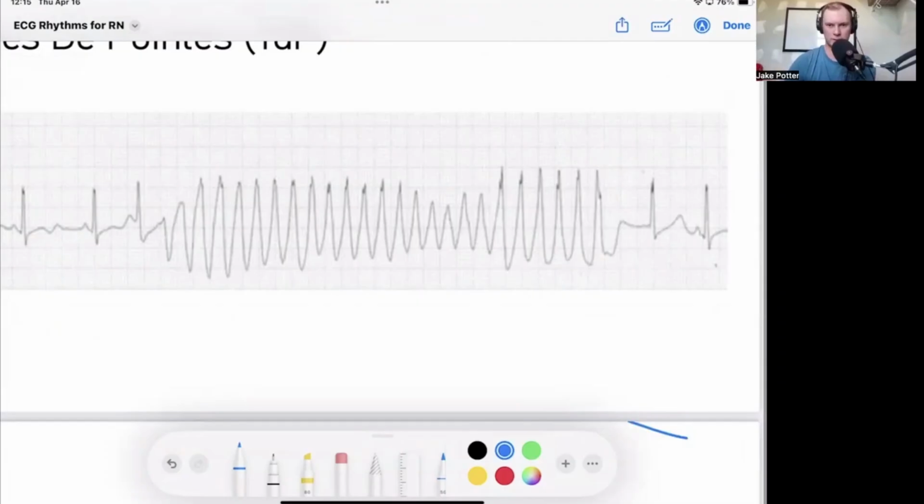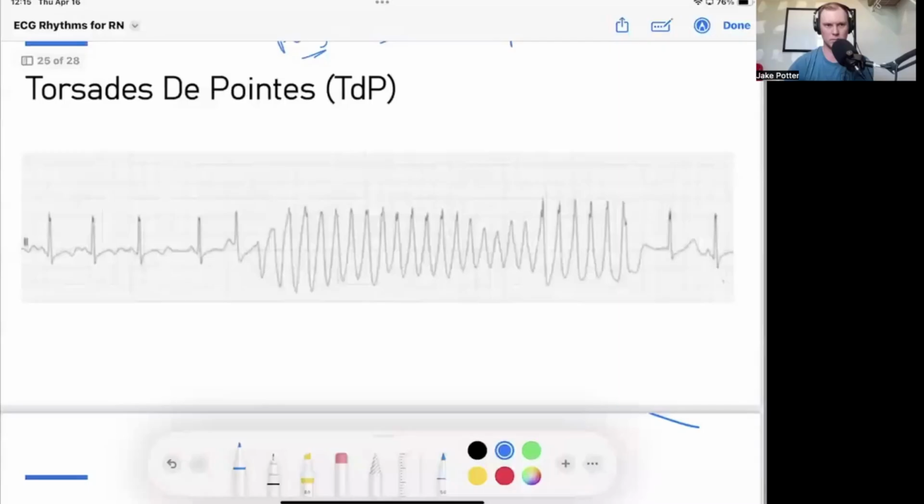The hallmark of this is what the torsades name translates to in French: twisting of the points. A lot of times you'll see one morphology here and then it gets down here and it almost twists, and then you'll get maybe downright complexes. This one's pretty self-explanatory. It gets bigger, smaller, and then bigger again. That's textbook for that.